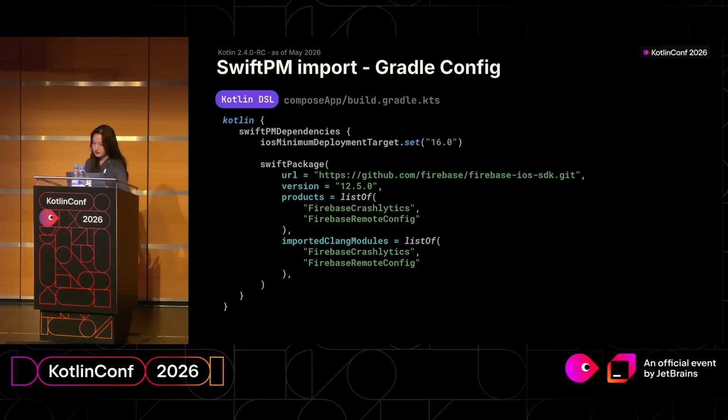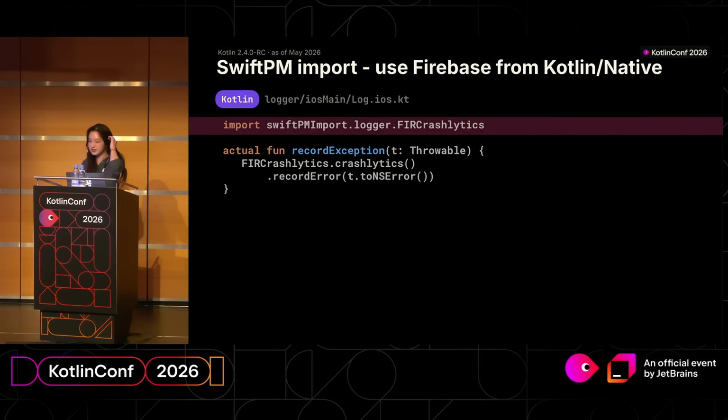And the Kotlin side, the code you actually write, looks like this. Look, the import statement has changed into swiftPMImport, and the module name and the class FIRCrashlytics, that's the actual Firebase Objective-C class, pulled directly into Kotlin native. We don't have to write a bridge or define a delegate interface. So were all of these case studies worth nothing? Maybe not, because there's one caveat I have to mention before we move on.